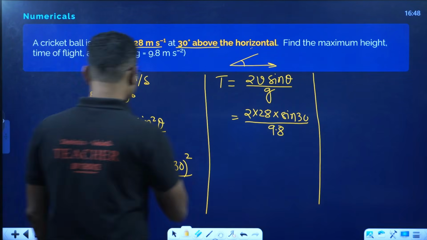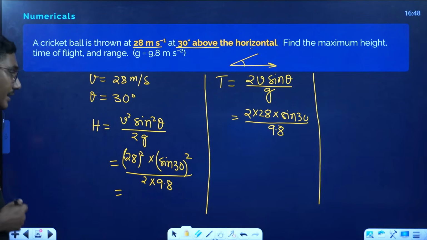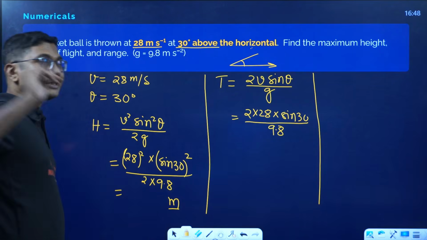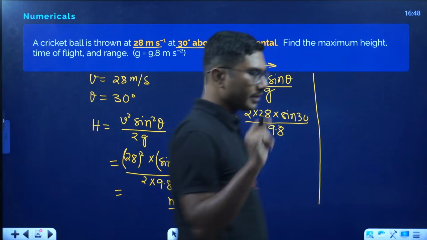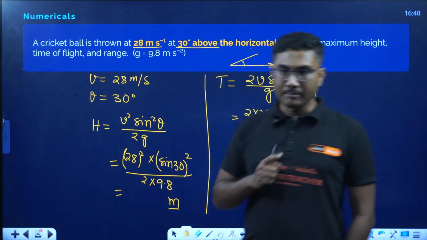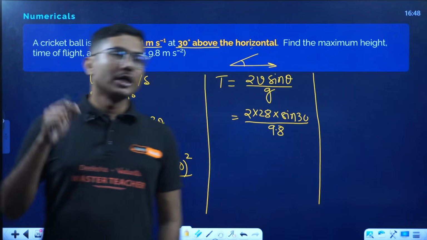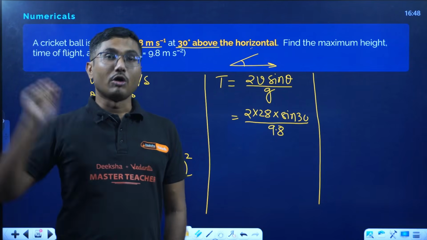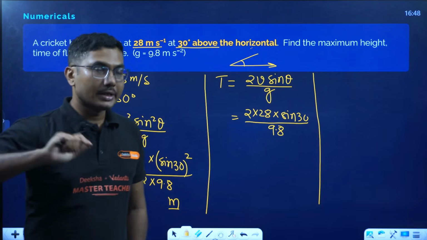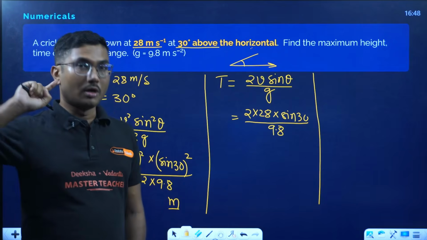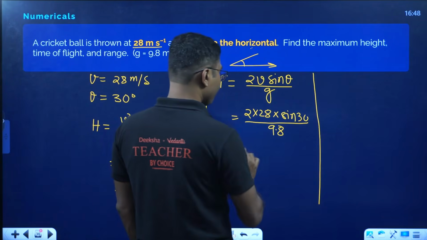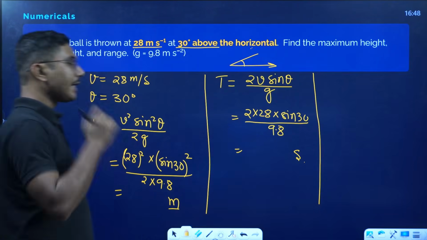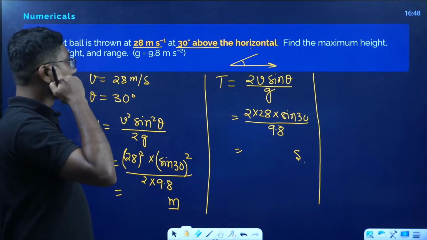And remember, here we are calculating the height, so the final answer will be given in meters. That is super duper important whenever you are solving a numerical question. Remember, without units you will lose marks. So no matter what question you are solving, always find out the correct unit for those questions. Here you will calculate and get some value that will be in seconds. Time is in seconds.